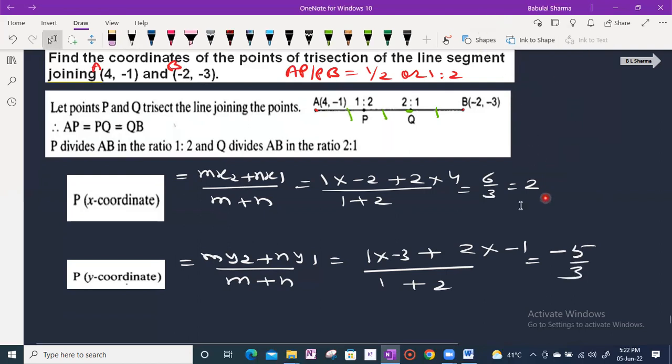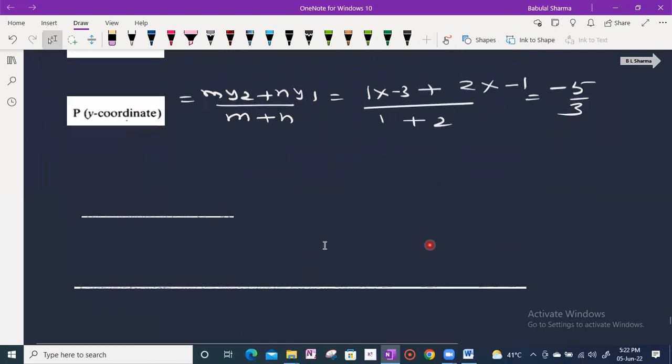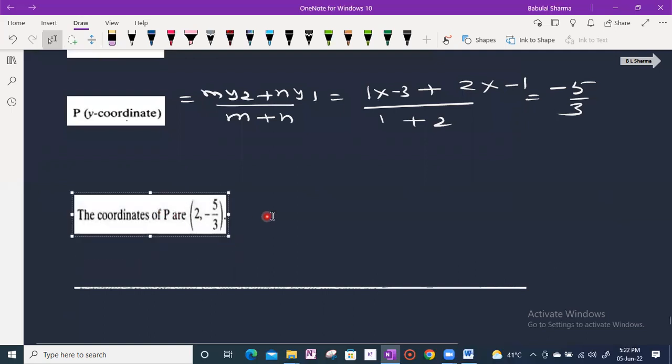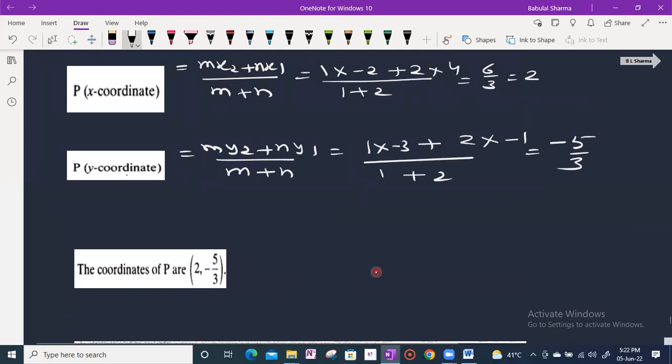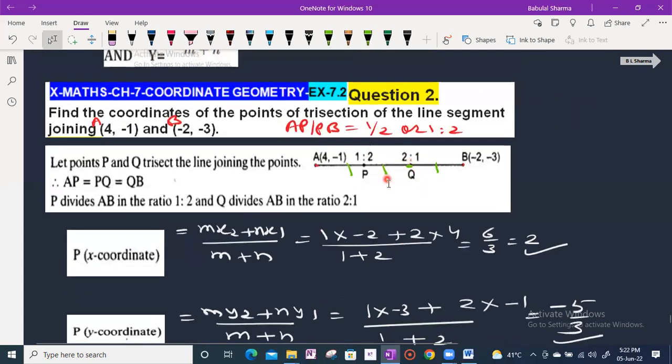So student, here the x coordinate of this point P is 2 and the y coordinate of the same point P is minus 5 by 3. Therefore, we can say that the coordinates of point P are (2, -5/3). This is 2 and that is minus 5 by 3. So that is the answer of the first part. And now what about the coordinates of point Q?